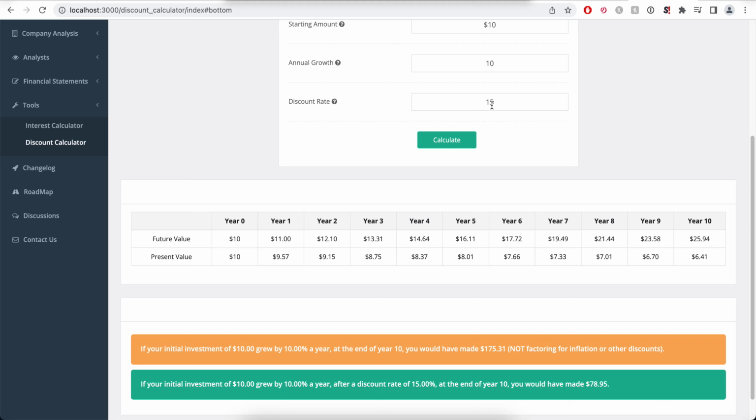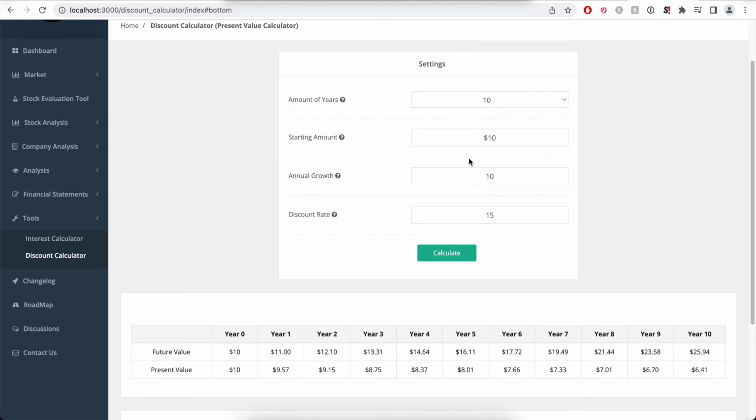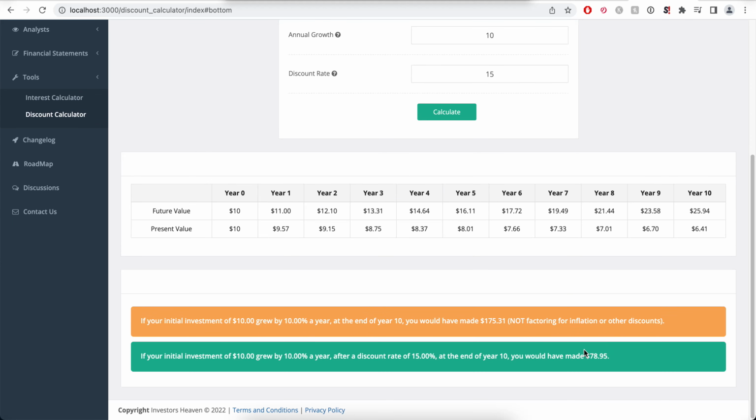Now, after discounting for 15%, you would be making $78.95, which means, this is exactly what it means. It means that if you pay $78.95 for this exact investment, you're going to be making 15% a year if this investment grows annually by 10%. And so this is the golden price basically to pay. Anything less than that is obviously better. Anything more than that is worse.